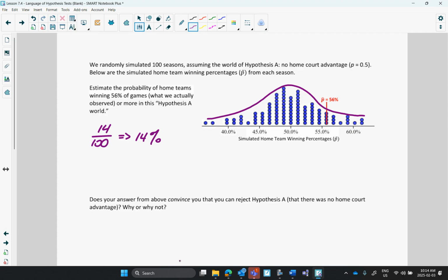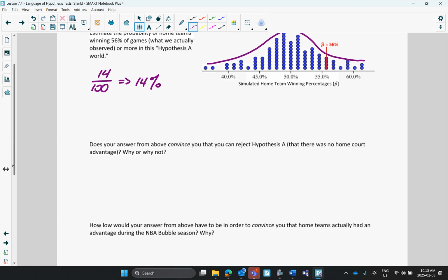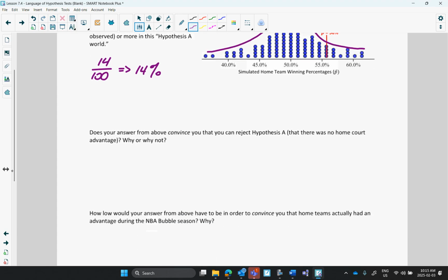That's the probability that a team would win 56% or more. Which is not really that low. I mean, it seems low, but for it to be unusual, the probability has to be really low. We'll talk about a guideline in a second. So does your answer from above convince you that you can reject the first hypothesis that there was no home court advantage and basically say we have convincing evidence there was?